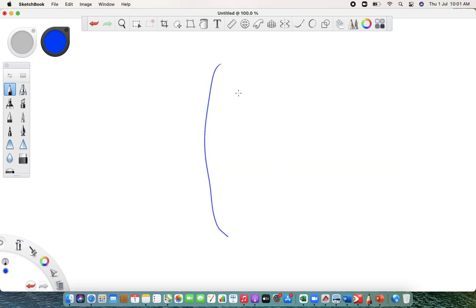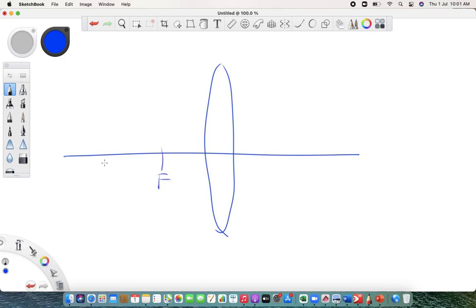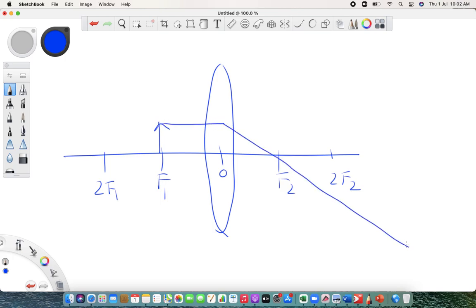Similarly, when you take your object at F1, 2F1, F2 and 2F2. Now let's say you are taking your object at 2F1. So here what we have to understand is, it's quite easy. First you have to take a ray parallel. After refraction it passes through F2.